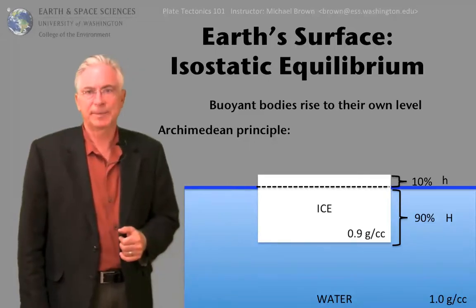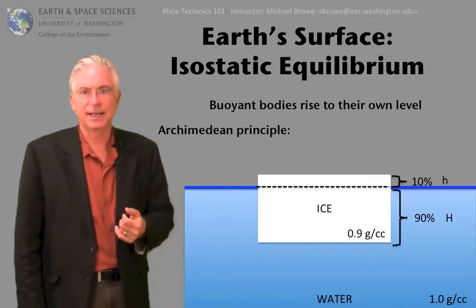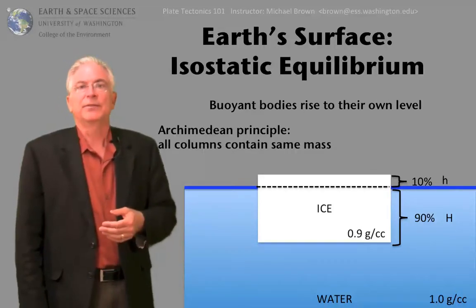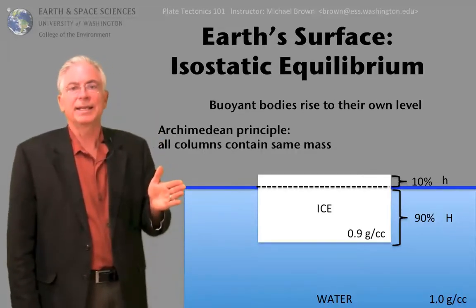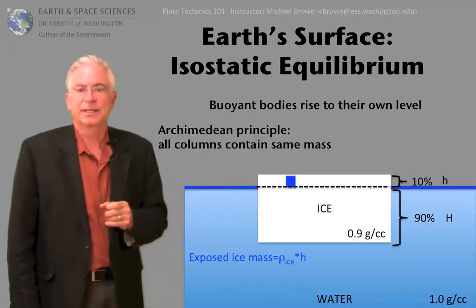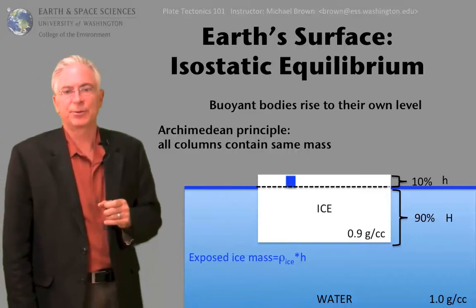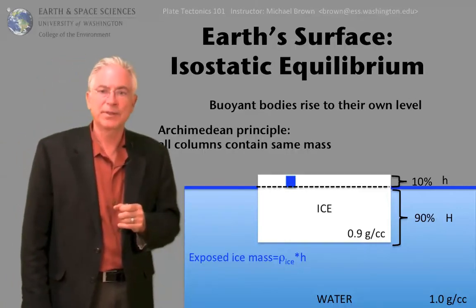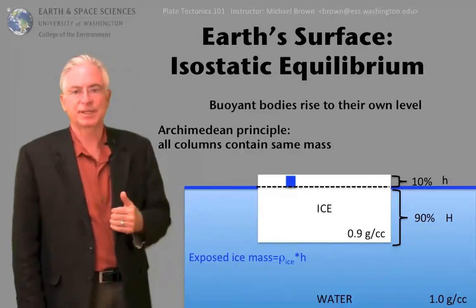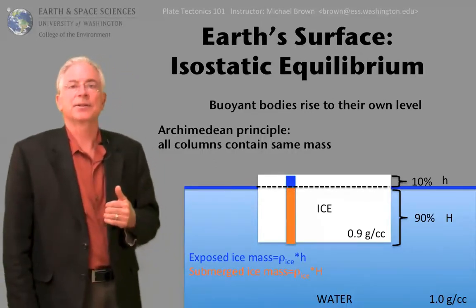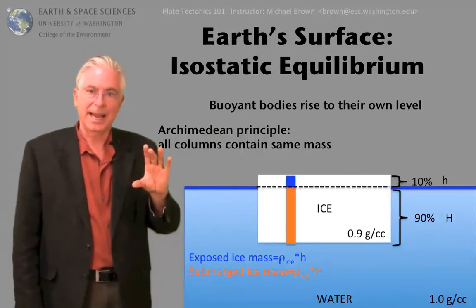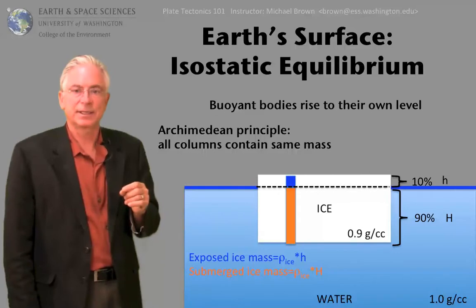We can turn to Archimedes, who first articulated the idea, and the principle of how things float is very simple. If you take a column through any point here, a vertical column, it will contain the same mass. So if I construct a column of unit area through the ice, there's the portion that's above the water level that has a mass of its density times its height. And then there's the column below the water level, which is, again, the capital H times the density of ice.